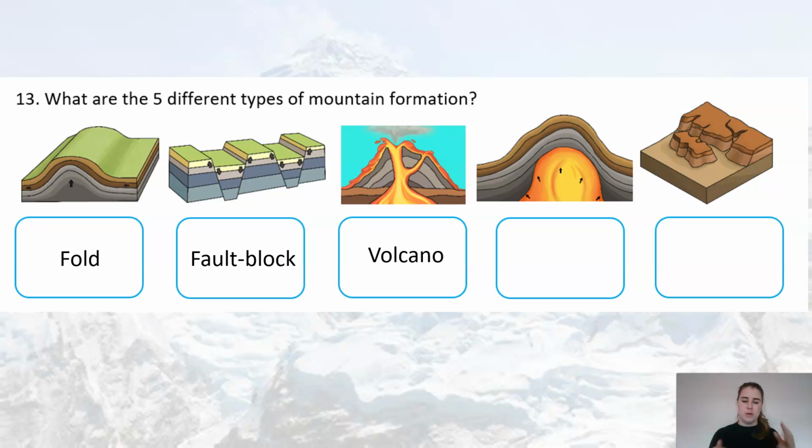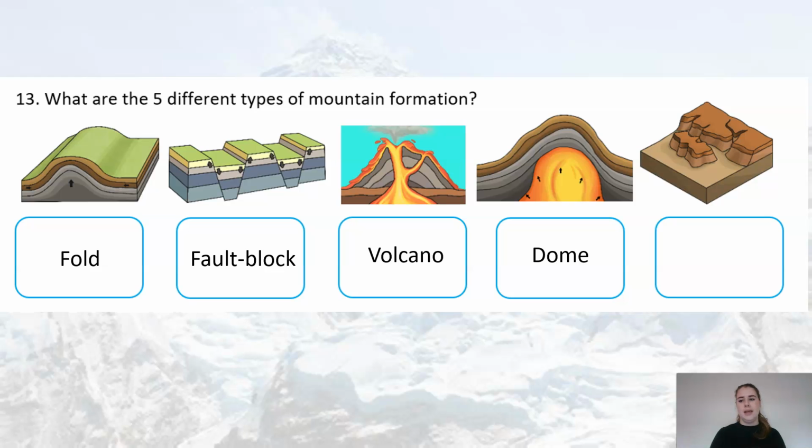Now this one's an easy one. We know this has got to be volcano. And this one here, if you think about the shape that it creates, although it looks similar to the fold one, we know this is when it pushes and pushes and pushes up, but unlike the volcano, it doesn't have an exit point, and it creates what we call a dome. So that is a dome-shaped mountain.